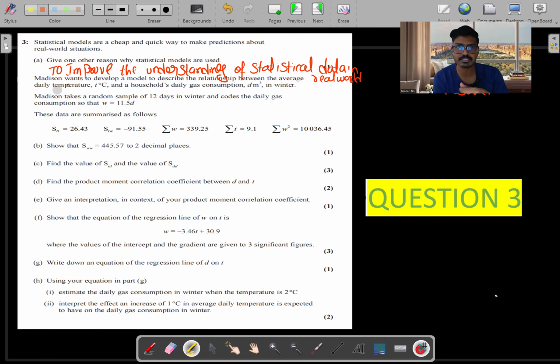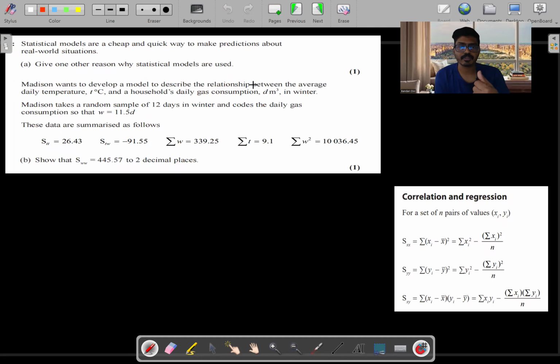So in winter, Madison takes a random sample of 12 days and records the daily gas consumption. If you look at this data, W is equal to 11.6, that is the gas consumption in winter, which is 11.5. D here is the gas consumption. Now let us directly look into the question. What is given here? Let me take you to the next page.